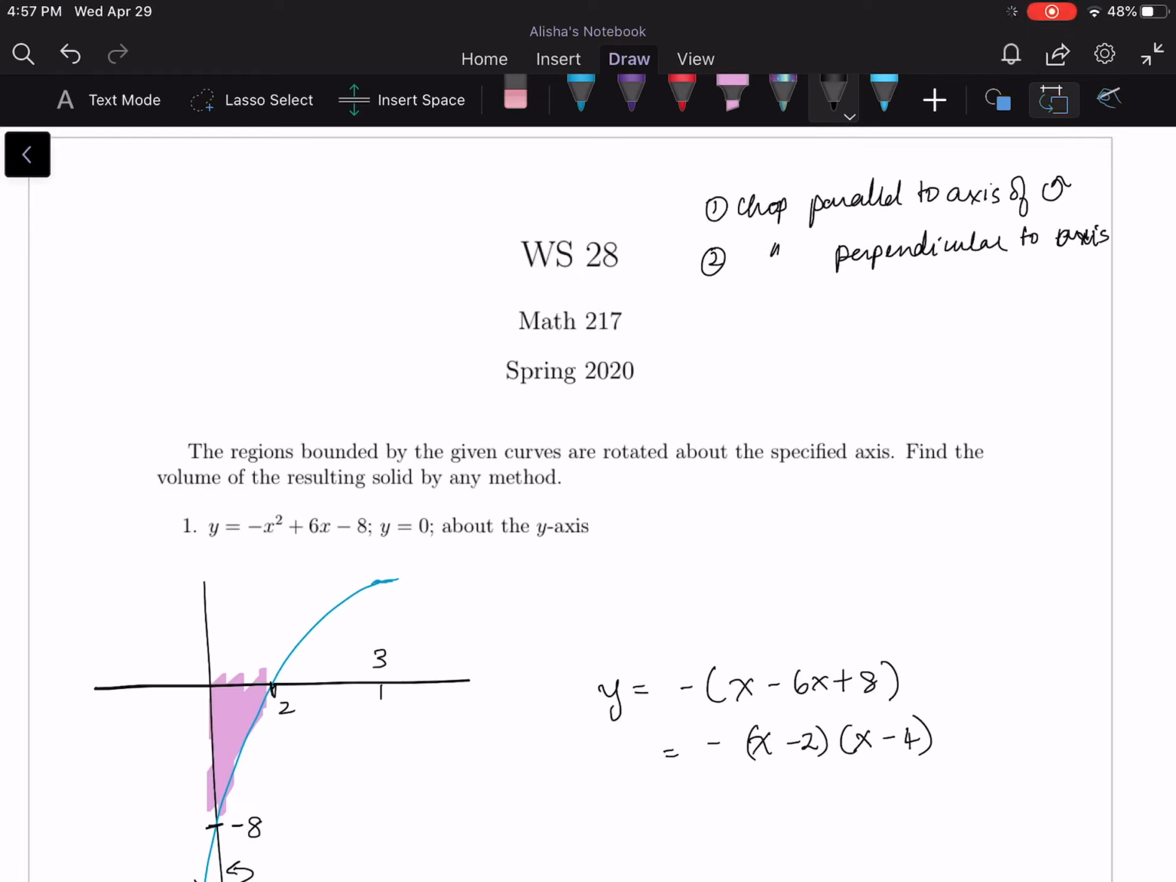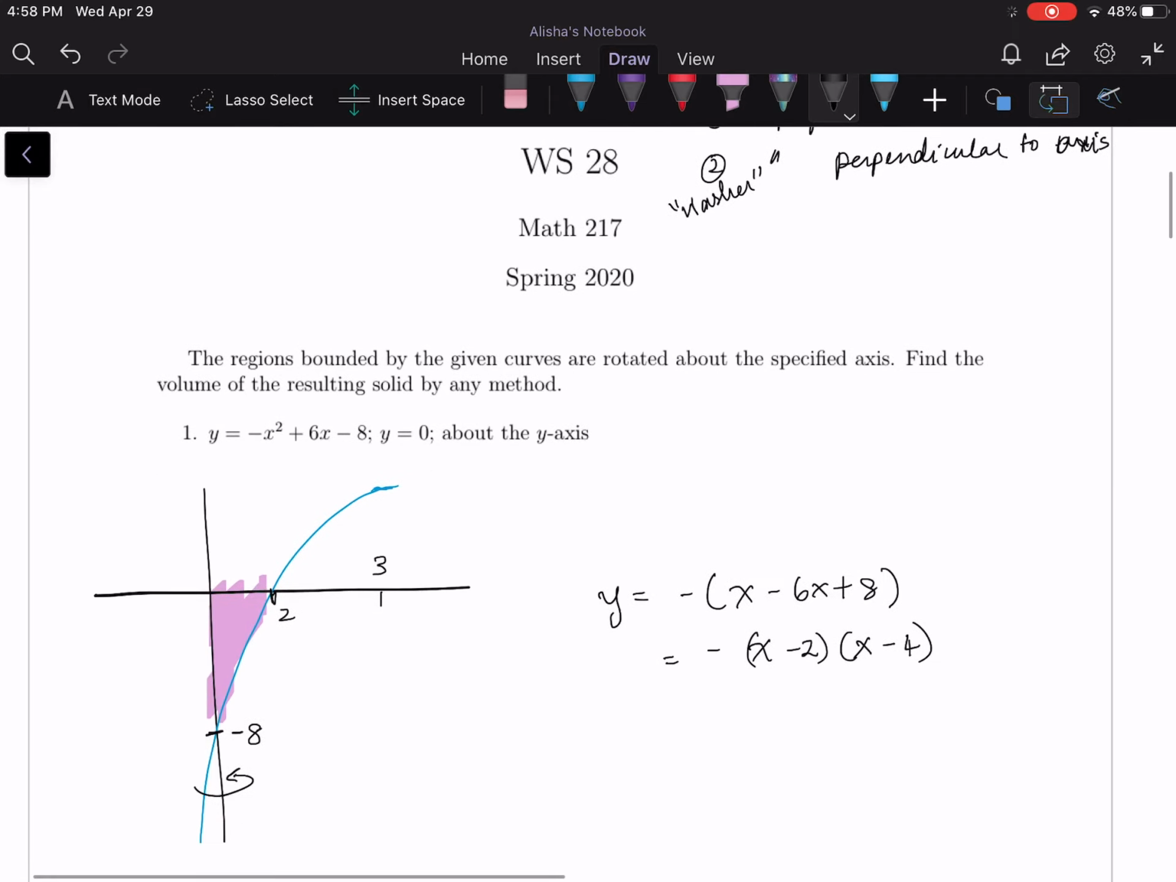Depending on which one we choose, and we kind of have to play it by ear which one is going to work best for us, the method ends up either being the shell method, and that's if we chop parallel, or, if we chop perpendicular, the washer method. So let's try our hand at these.